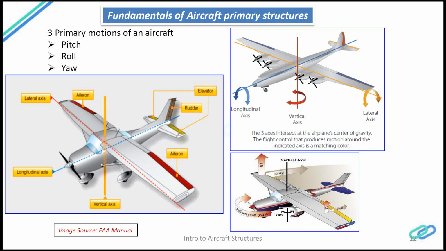If you see, there are three different axes. The first one is the longitudinal axis, which is also called the fuselage axis, and the lateral axis, which is the aircraft wing axis, where the wing stations will be along this lateral axis, and the third one is the vertical axis, which is the spin axis. You can see the picture over here. The longitudinal axis is used for rolling, lateral is used for pitching, and vertical is used for yawing.